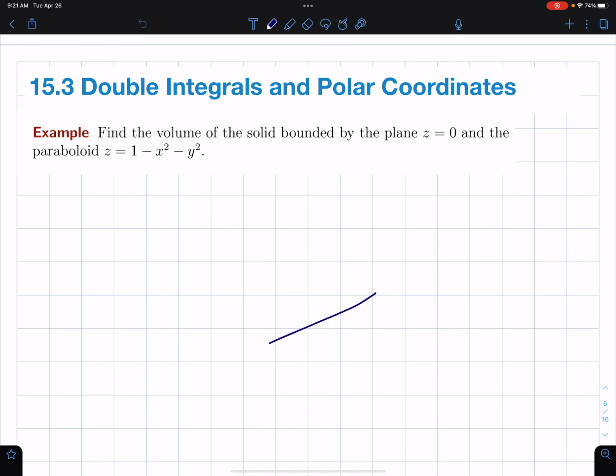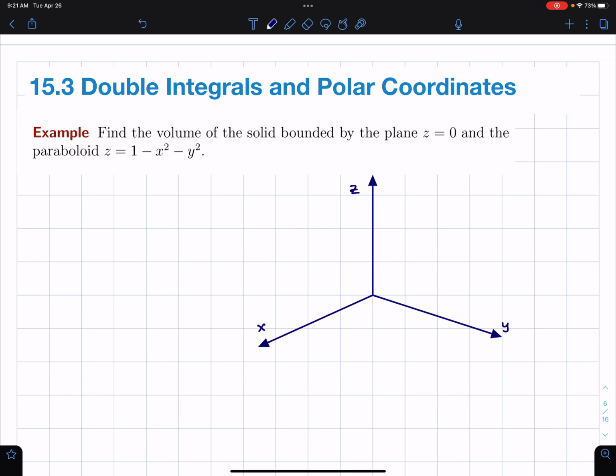Let's check it out. Okay, so what I'm going to do is, well, do I need to do this? I sort of think maybe. I'm going to sketch the graph of this solid that we're going to find the volume of. So the plane z equals 0 is simply the xy plane. Now let's check out this graph, z equals 1 minus x squared minus y squared.